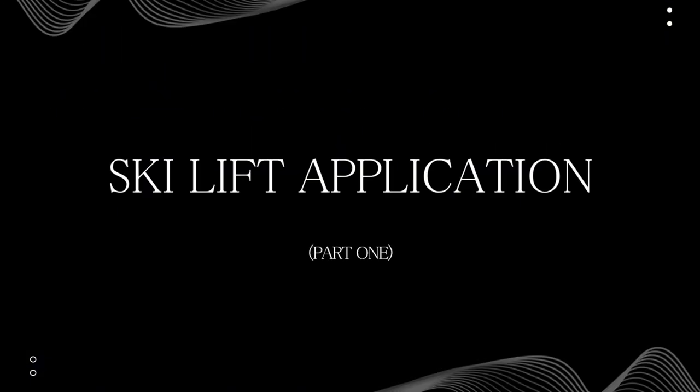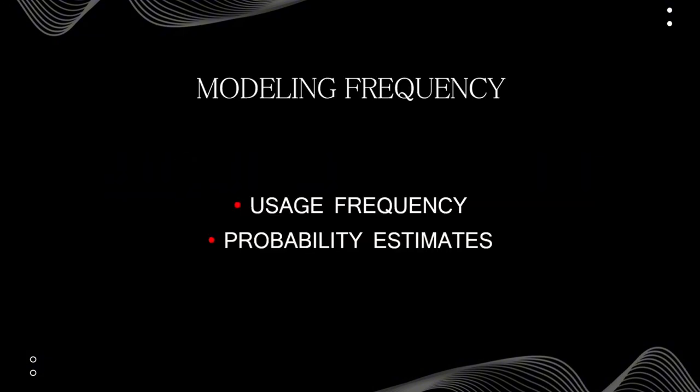Ski lift application, part 1. So, how does the Poisson distribution model the frequency of ski lift usage, and how does this relate to assessing and managing cyclic stress? Modeling frequency. Usage frequency. The Poisson distribution can be used to model the number of times the ski lift is used within a given time frame, such as rides per hour. This helps in understanding the operational load in the system.